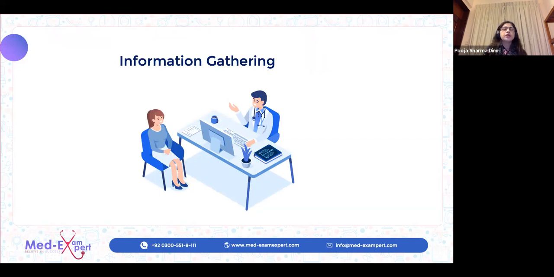So when you talk about information gathering, in your 10-minute station, information gathering should be maximum 4 minutes. If it's taking too much time, then maybe 4.5 minutes, but you cannot exceed that time. Because if you exceed 5 minutes for information gathering, there is very less time for you to explain the management plan to the patient.